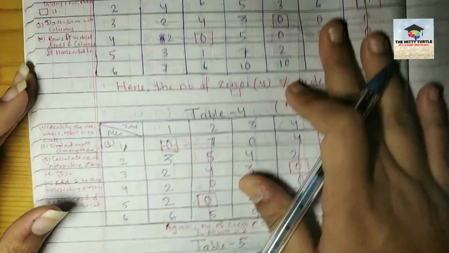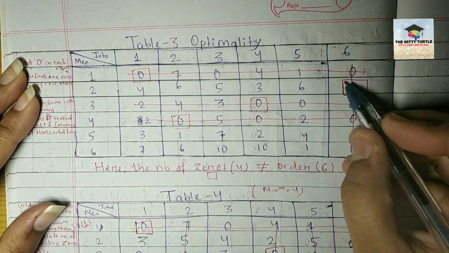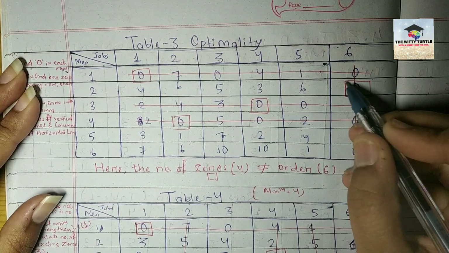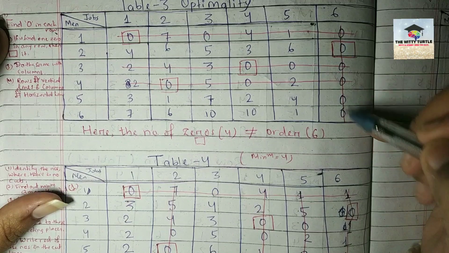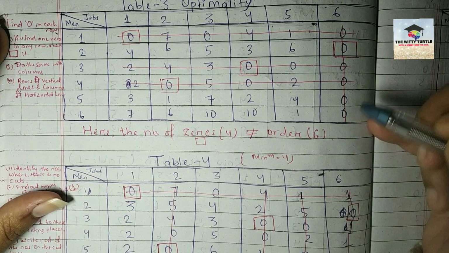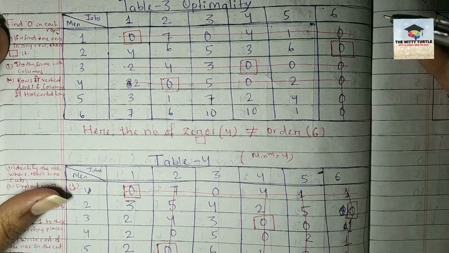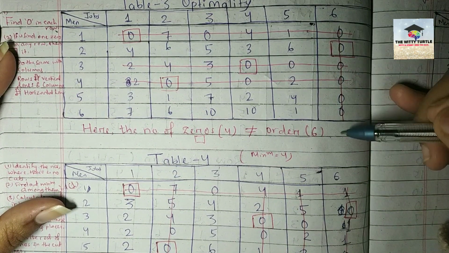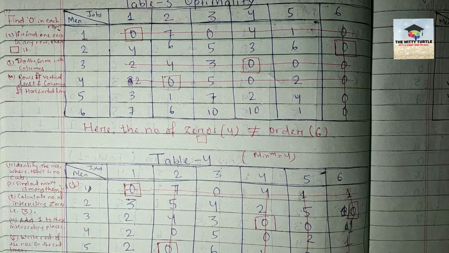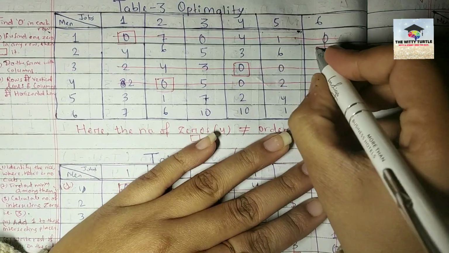So what do you have to do? You have to draw a square around that zero. And wherever that zero is, you have to cut that line completely. You have to cut that column completely, right? So now you have cut this column. I'm using a black pen so that you don't get confused.